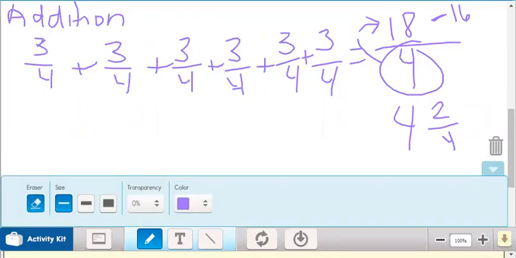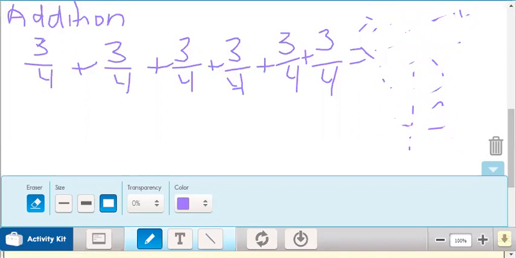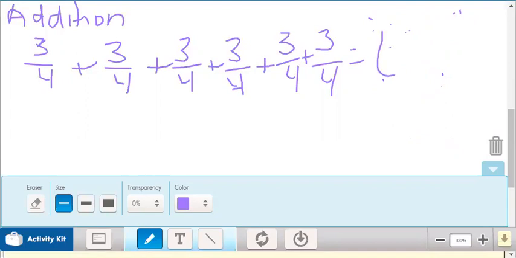So your addition equation, you can leave the answer in there, or you could have just taken this out and write a T for teaspoon for our unknown, okay? So now I'm going to work on multiplication.